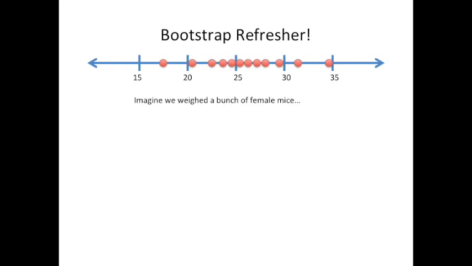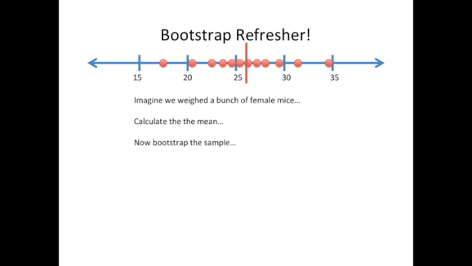Imagine we weighed a bunch of female mice. In this case, we weighed 12 of them. We didn't weigh every single female mouse on the planet, just 12. Now, we can take these 12 measurements and we can use them to calculate the sample mean. Now, the sample mean is not the mean for all mice in the entire planet, it's just the mean of the mice that we sampled. However, we can use bootstrapping and the data that we have here to determine what values would be reasonable for the global worldwide mean of all female mice on the planet.